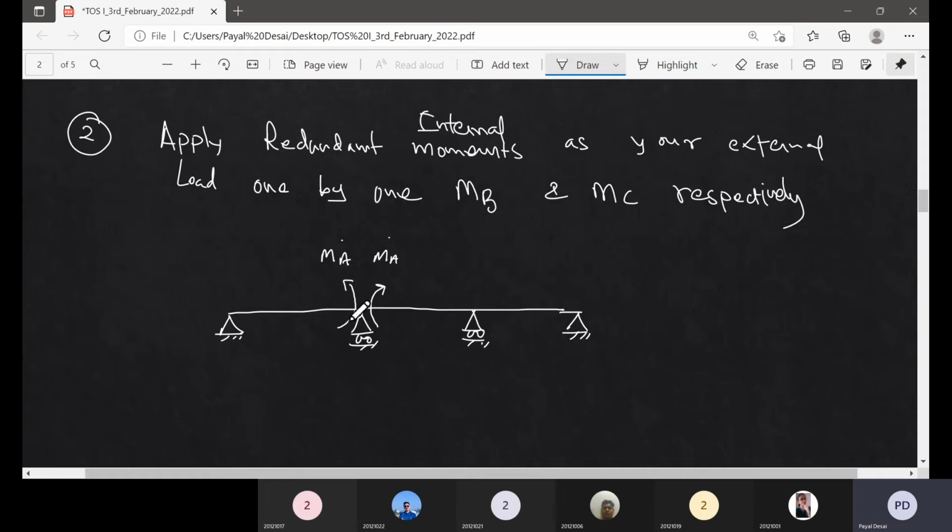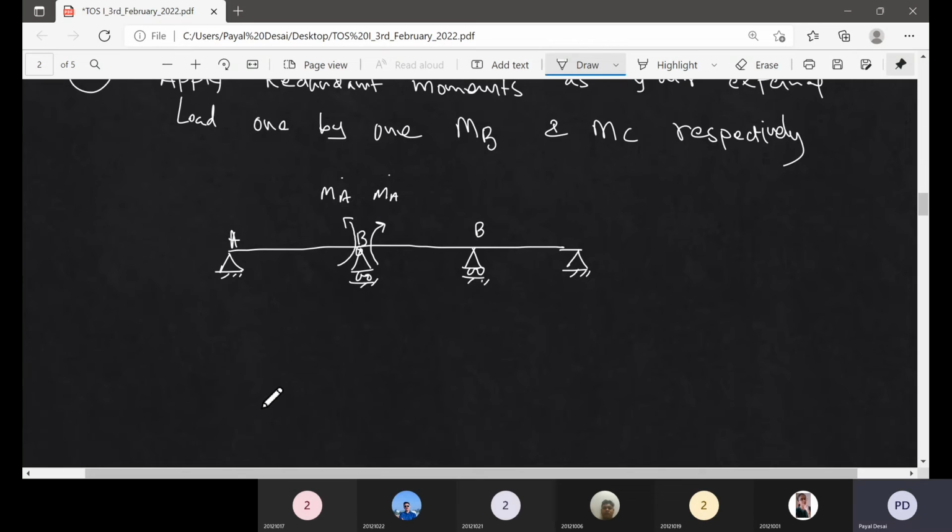MA we have considered for both spans, because at this joint B both spans are together, right? So for span AB and for BC, at both places we have to apply the external moment, and then we analyze for the calculation of this rotation. So here if you apply the external moment, the beam will deflect like this, and I calculate rotations here.